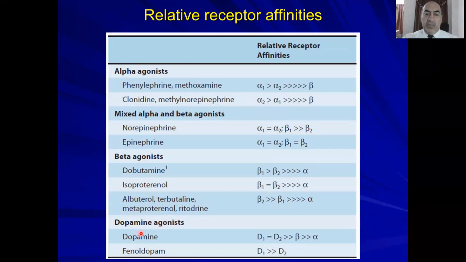Dopamine agonists include dopamine, which activates D1 and D2 receptors way more than beta and alpha receptors. But there is the selective D1 receptor agonist, fenoldopam, which, as I said before, is used in the treatment of hypertension.